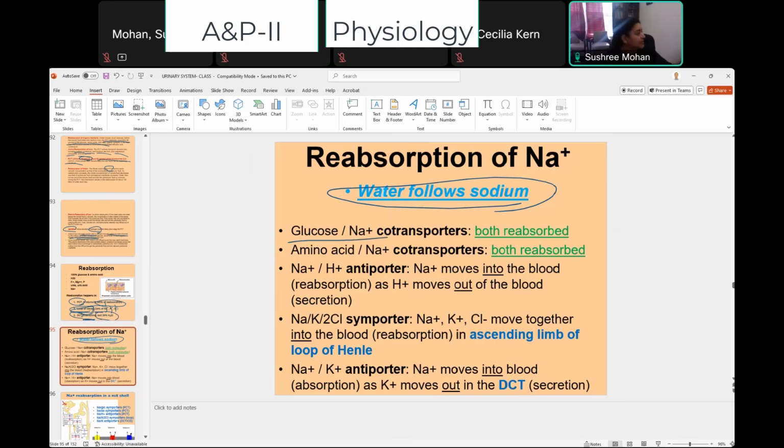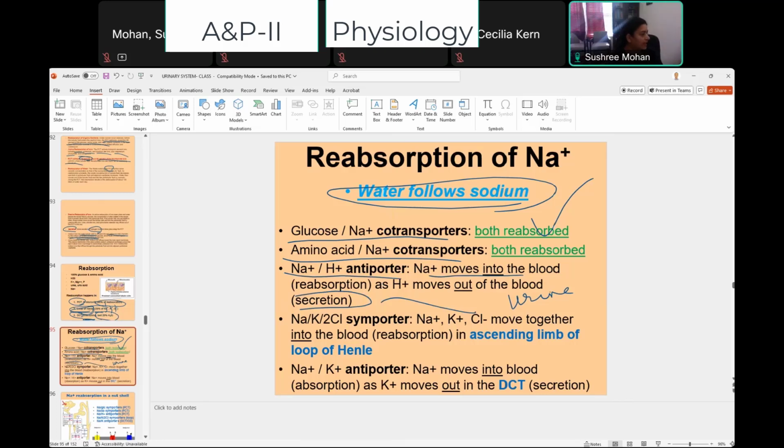Glucose and sodium are co-transporters. Both get reabsorbed together. Amino acid and sodium are co-transporters. Both get reabsorbed. Sodium and hydrogen are antiporters. That means when sodium moves back into the blood and is reclaimed, hydrogen moves out of the blood and gets added into the urine. That means it is secreted.